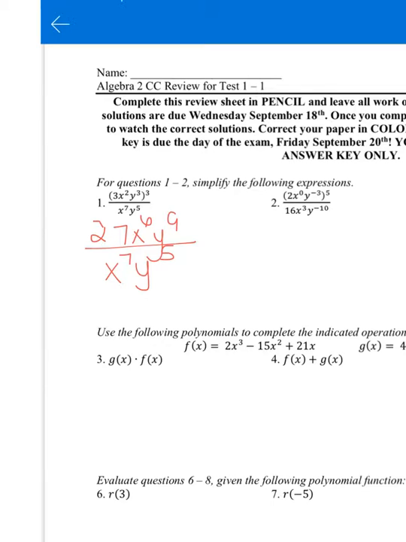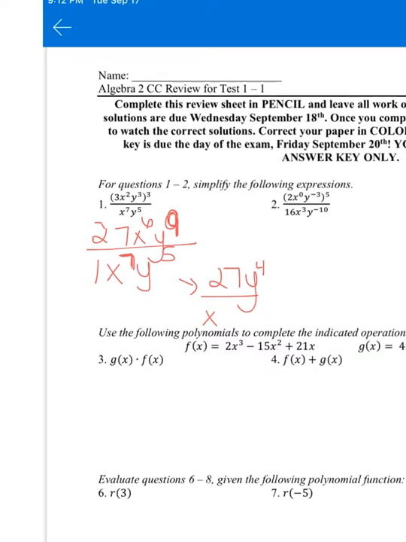So 27 divided by 1, this is really a 1 here, stays as 27. X to the 6th divided by x to the 7th. You're going to take 7 and do 7 minus 6, and you get 1. So it's going to be x to the 1st, I'm sorry. X to the 1st, and then the x to the 1st goes to the bottom because the 7 here was bigger than the 6 on the top. Okay? And then the y's. Y to the 9th divided by y to the 5th. 9 minus 5 is y to the 4th. That y to the 4th goes to the top because the 9 here is bigger than the 5 on the bottom. Okay? So that's your answer to number 1.